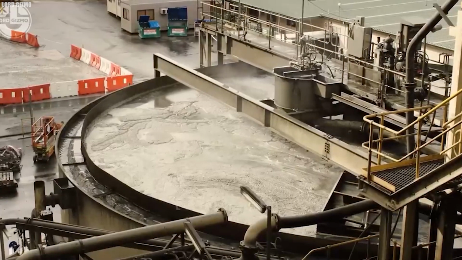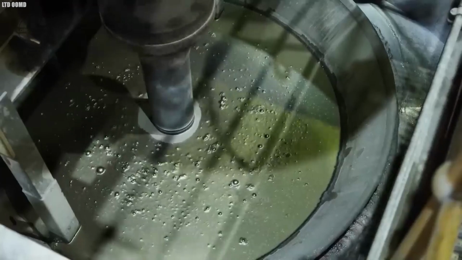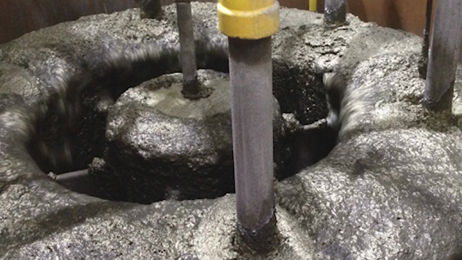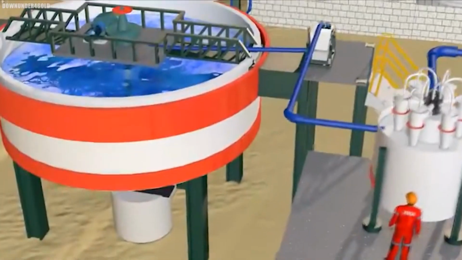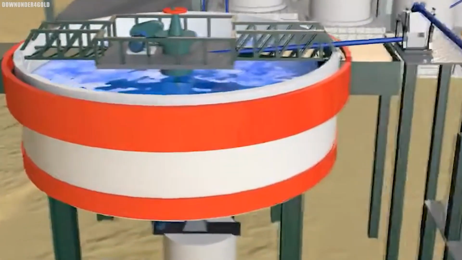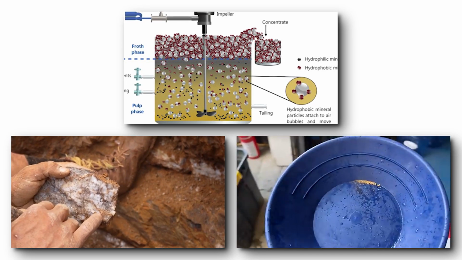Here's how it works. Ore slurry is mixed with chemicals called flotation reagents. Air is pumped through the slurry, creating bubbles. Gold particles attach to these bubbles and float to the surface, forming a frothy layer. The froth is skimmed off, leaving behind less valuable minerals. This method is particularly effective for ores that contain sulfides or other minerals that respond well to flotation reagents.